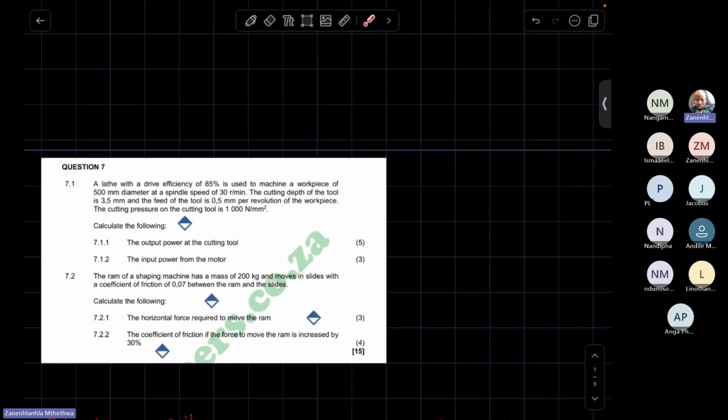Now let's look at this one. Remember, I said essentially you get two types of problems based on lathe machines. We've already covered the first case. This here is the second case. Remember, I said in the second case you will be given the cutting depth and the feed of the tool. And then I said you'll either be given the cutting force or the cutting pressure, which in this case they've given us the cutting pressure, making this the second case based on lathe machines.